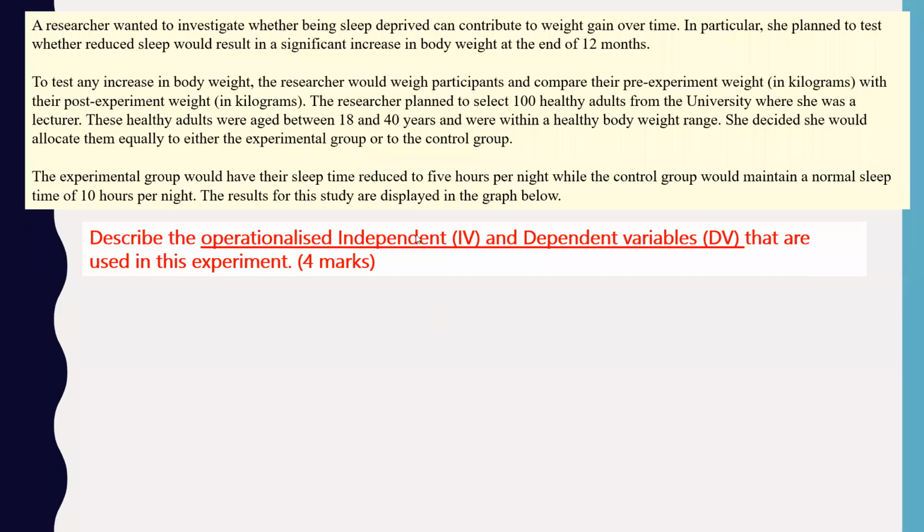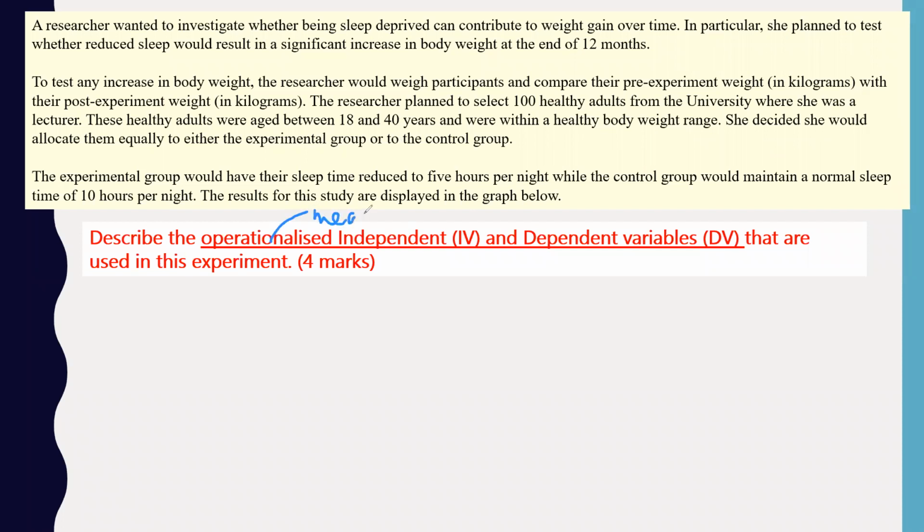Okay, so when we're talking about operationalized IV and DV, we are basically just comparing those variables. So we're just writing the normal IV and the normal DV, and then we're just writing how they are operationalized, or in other words, how they're measured. Because remember, that's what operationalized means. It means how we're measuring that specific variable.